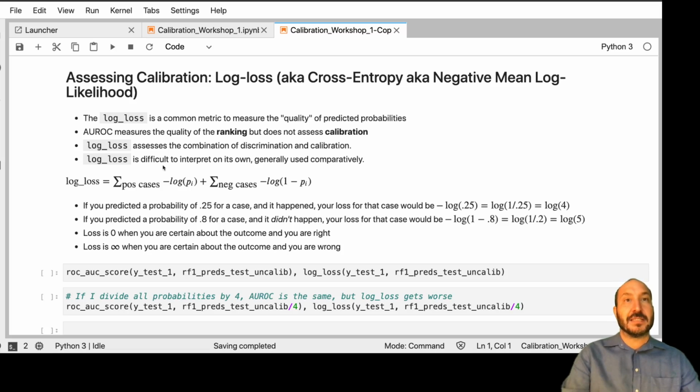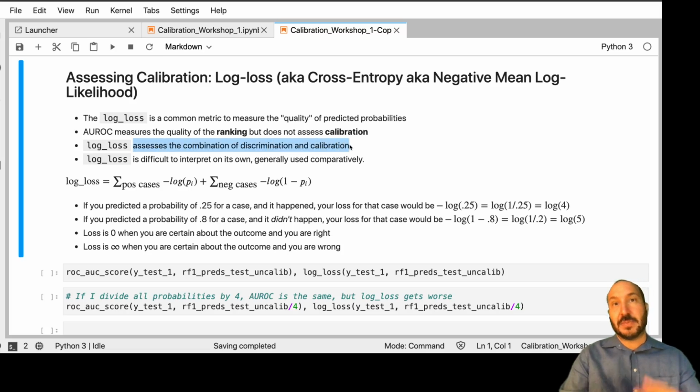So log loss assesses the combination of discrimination and calibration. Discrimination means, are you able to make different kinds of predictions about different kinds of cases? And calibration means, are your probabilities accurate? You can have a very well-calibrated model. In this case, we could have a very well-calibrated model by just saying everyone's going to die with probability 10.9%. It would be very well-calibrated, but it wouldn't be very useful because it doesn't really discriminate between patients. It doesn't recognize that some patients are more likely than others to die. One reason why people don't like using the log loss is because it's difficult to interpret on its own.